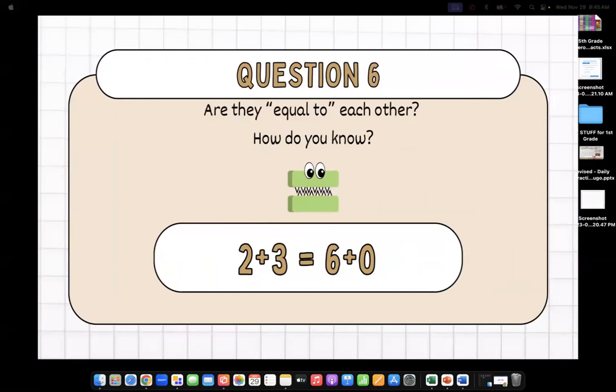Okay, next one, keep in mind, one problem, so 2 plus 3, then 6 plus 0, and then you have to decide if it's equal. So step 1, step 2, step 3. So you have 1, 2, 3, which equals 5. And 1, 2, 3, 4, 5, 6 plus 0, 5 and 6. Is that equal?